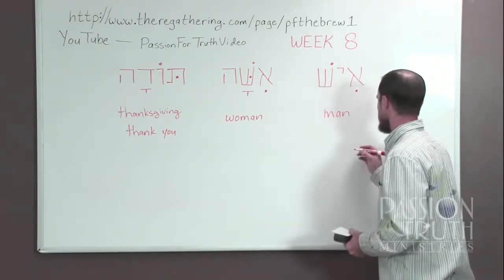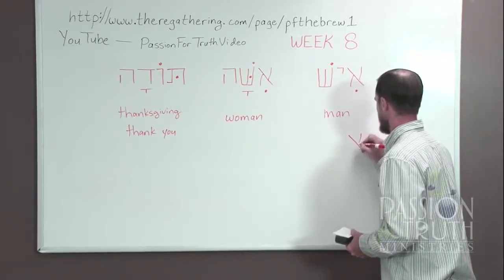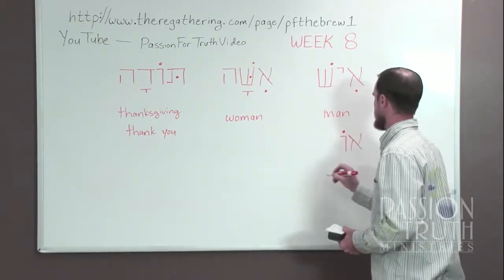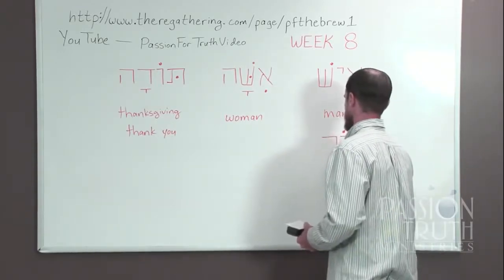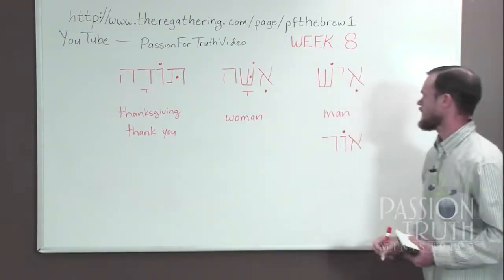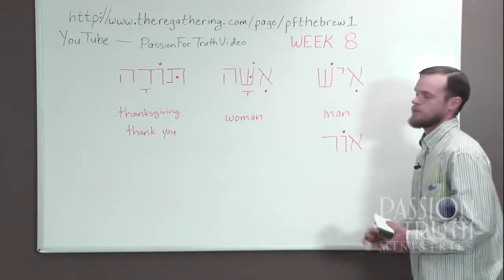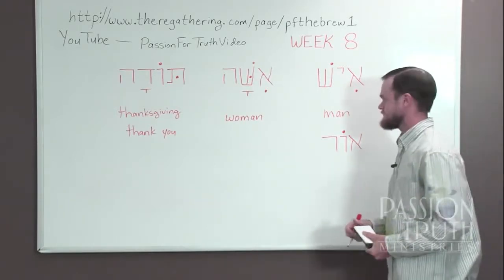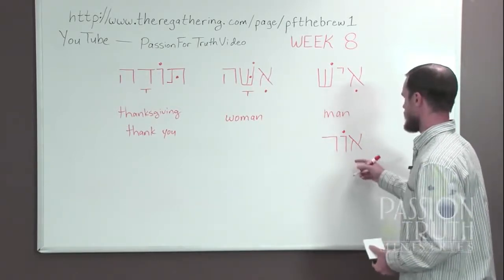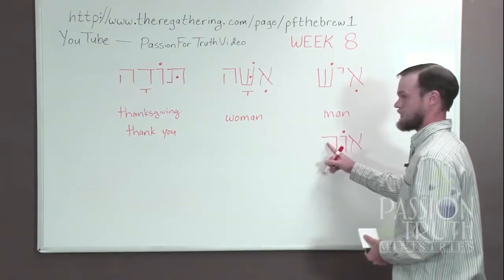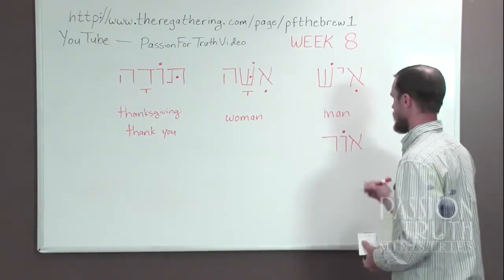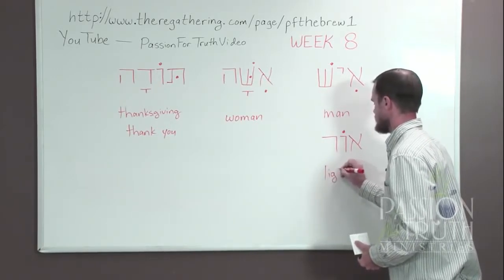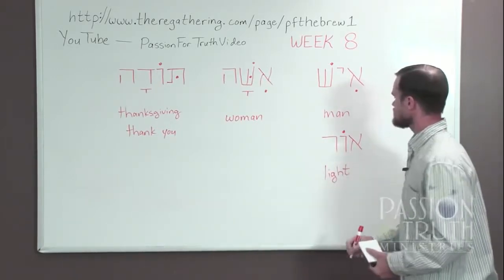All right, an aleph, followed by a vav with a cholam, followed by a resh. How would we pronounce this? Or. Yes, or. Aleph is silent, o of the cholam, ra of the resh. So or. Or is light. Okay?